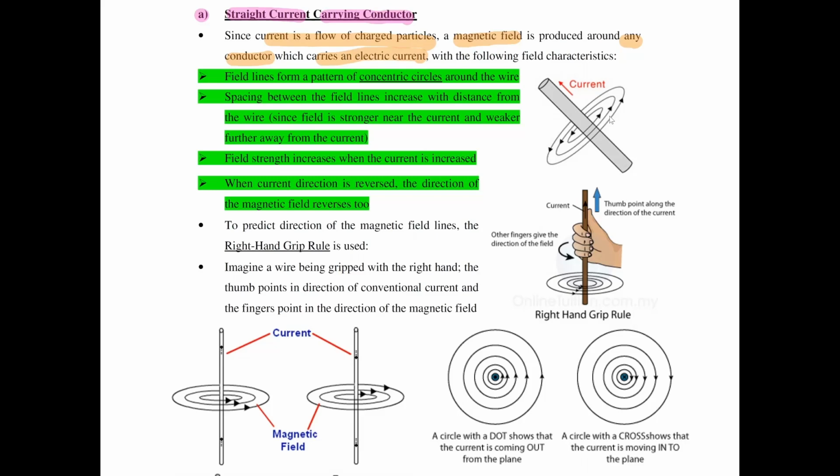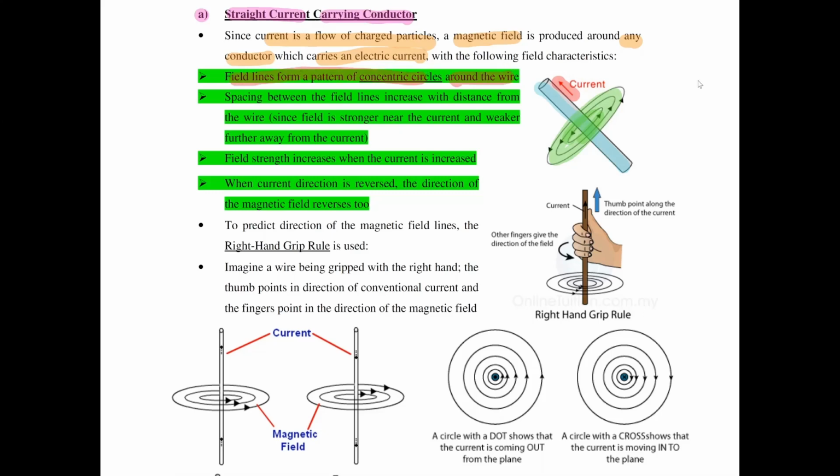So we know a magnetic field is produced, but how would the magnetic field look? If you were to consider a wire like this right now, where you have a current flowing in this direction, the magnetic field that is produced will be in the form of concentric circles. So the first thing to note is that you would have a few lines forming a pattern of concentric circles around the wire.